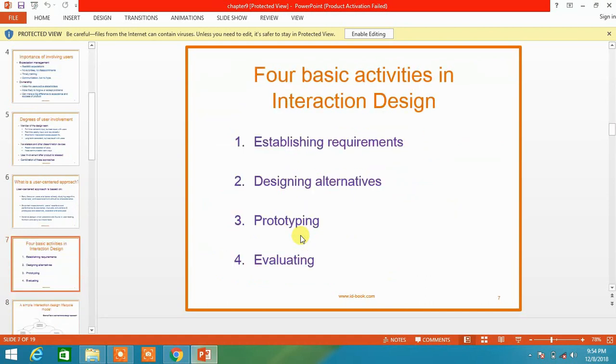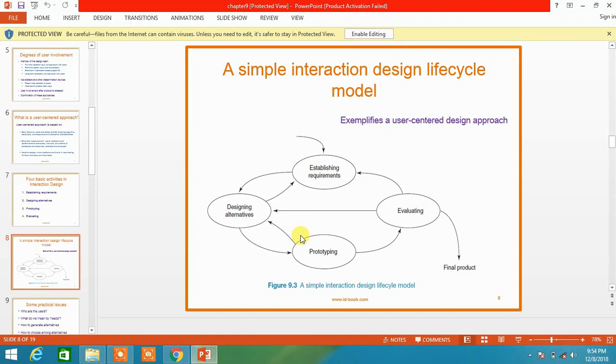First one is establishing requirements. Establishing requirements means gathering requirements, the way in which we gather the requirements. The second is designing alternatives. Third is prototyping, and fourth one is evaluating. Now we will discuss a life cycle model of interaction design.